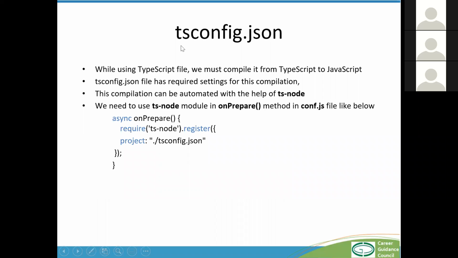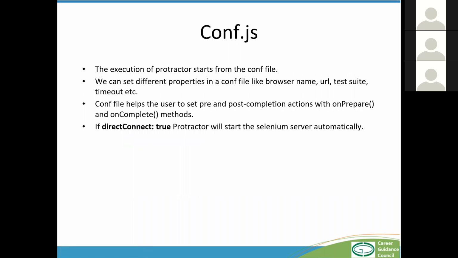Okay, what is tsconfig.json? I already told that we are using TypeScript. That's why we have to compile from TypeScript to JavaScript. In tsconfig.json, we will mention all the required settings for the compilation, and this compilation will use the ts-node package. And we will write this code inside our config file. We have to say require ts-node package, register this tsconfig.json file. So if you have this in your onPrepare method, this will automatically compile your code from TypeScript to JavaScript.